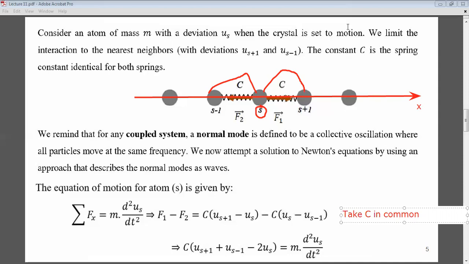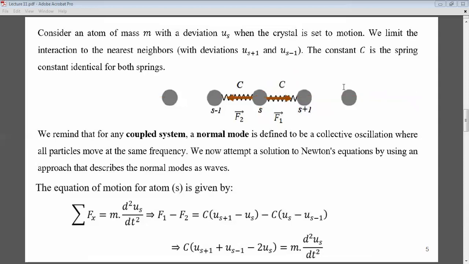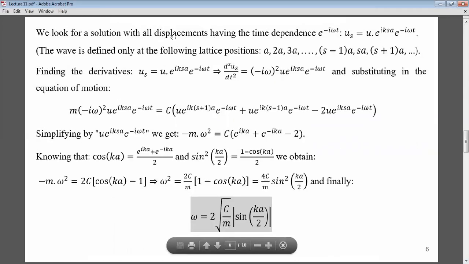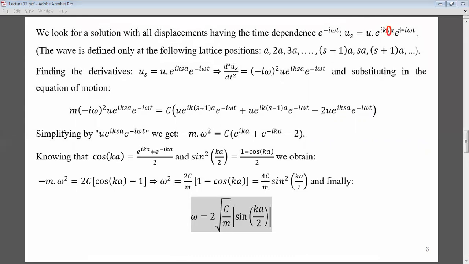Okay, let's continue. Now, how will U(s) look like? In reality, we look for a solution with all displacements having the time dependence, because this U(s), first of all, depends on s itself, because depending on s, this displacement will be different, and it also depends on time. So I'm going to say, let U(s) be U e^(i k s a) e^(-i omega t).